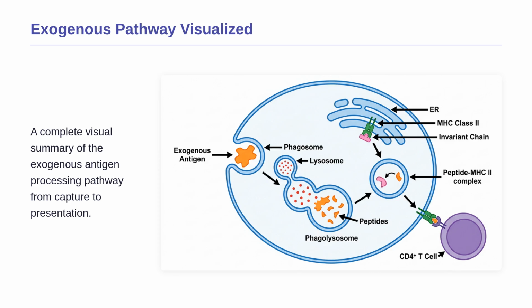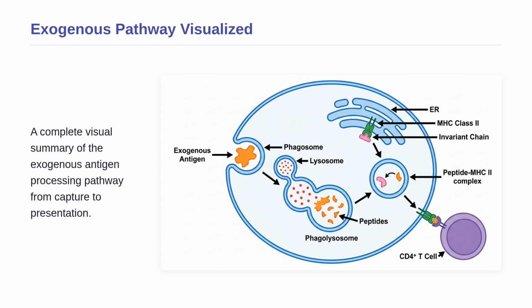Now that we have calculated the kinetics and timing, let us look at the entire process visually. In this diagram, you are seeing a professional antigen-presenting cell. Starting on the far left, notice the exogenous antigen being engulfed into a vesicle called a phagosome. As you follow the arrows inward, this phagosome fuses with a lysosome, creating a phagolysosome, where the antigen is digested into small peptides.